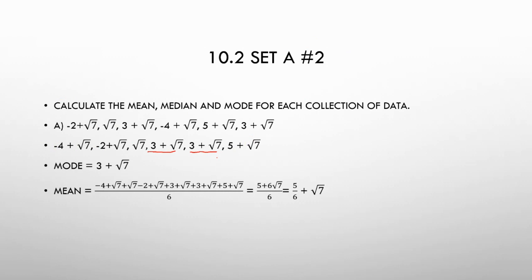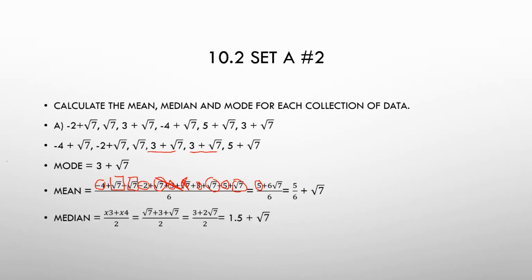To find the mean, I need to add all my numbers up and divide by 6 because there's 6 of them. So it's kind of like algebra. We're going to collect our like terms. We have a -4 plus a -2 plus a 3 plus a 3 plus a 5. That all came out to be 5. And then I have 1 square root of 7, a second square root of 7, a third, a fourth, a fifth, and a sixth square root of 7. So I have 6 square roots of 7. And so I'm doing 5 plus 6 square roots of 7 divided by 6. So I have 5 over 6, and then 6 square root 7 divided by 6, which is the square root of 7.